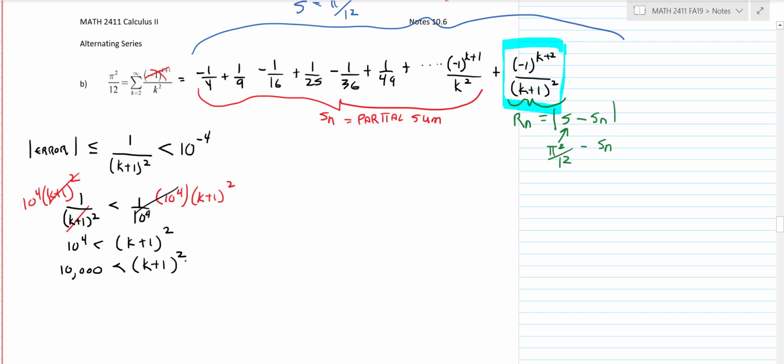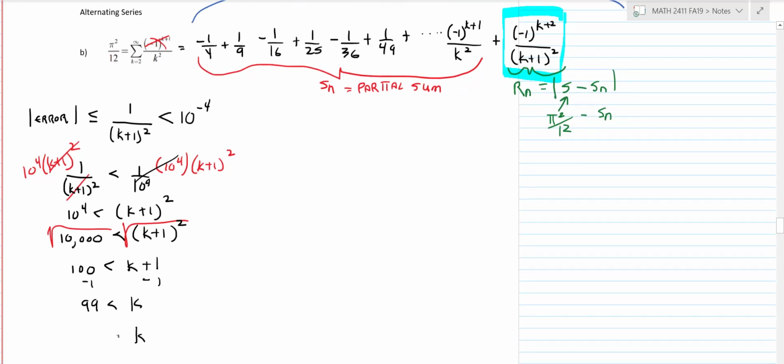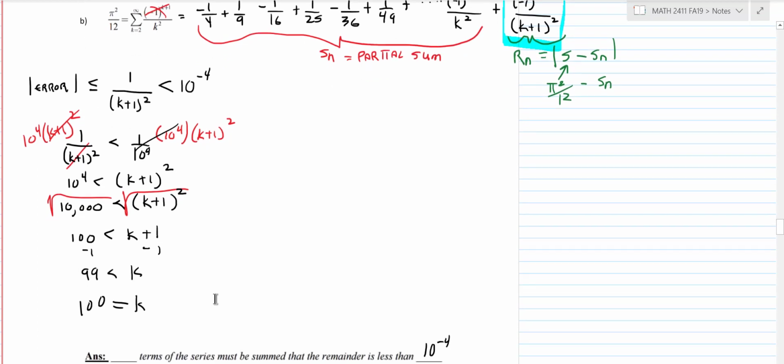So we can just take the square root of both sides. The square root of 10,000 is 100, which is less than k plus 1. Then you subtract 1 from both sides, so you get 99 is less than k. So k would have to be 100 terms. You would say that 100 terms of the series must be summed so that the remainder is less than 10 to the negative 4.